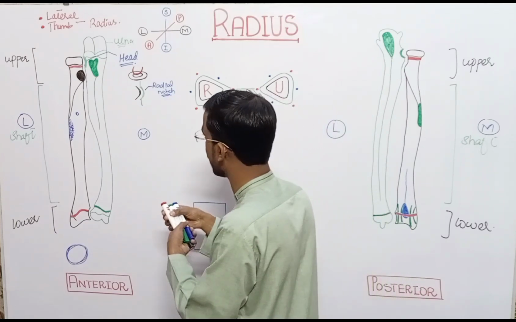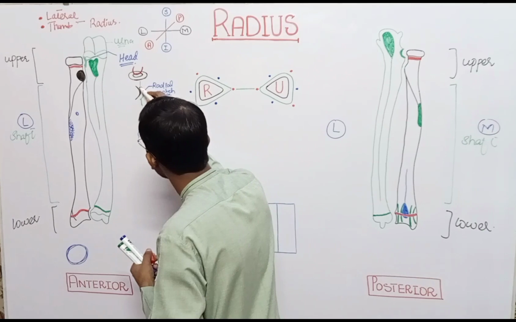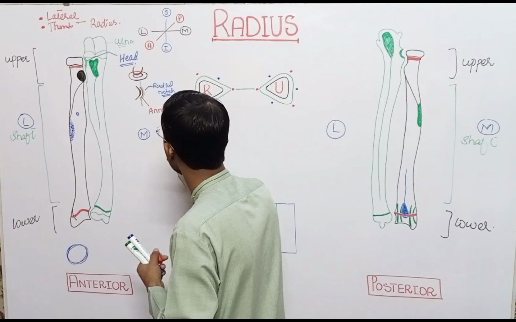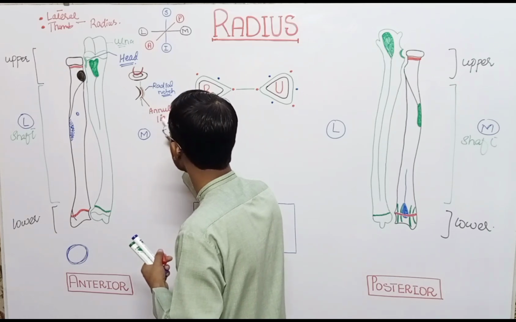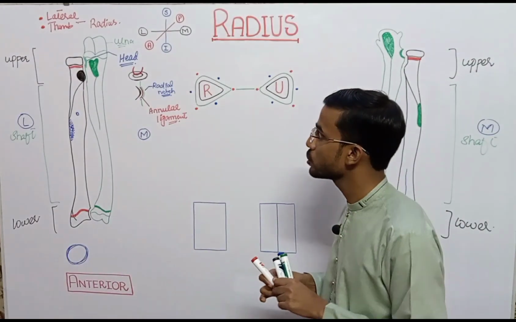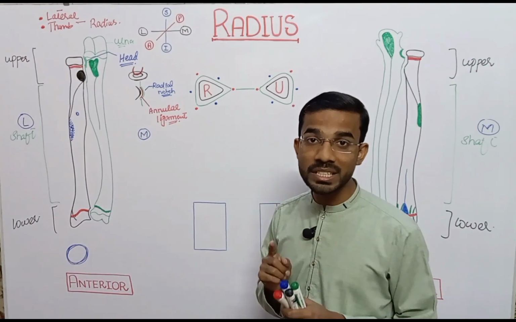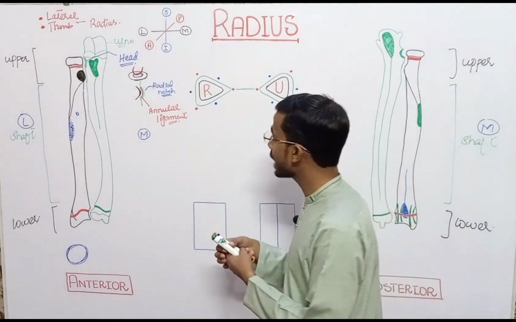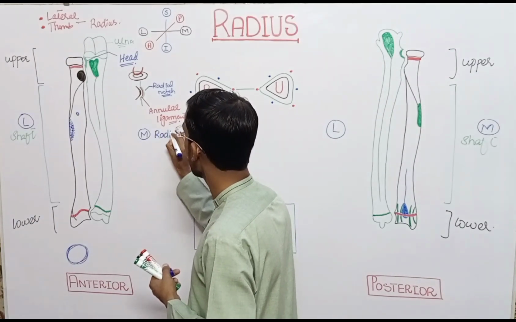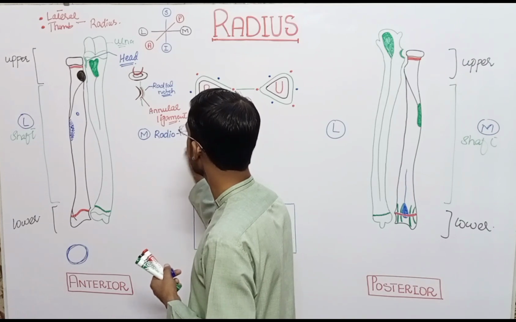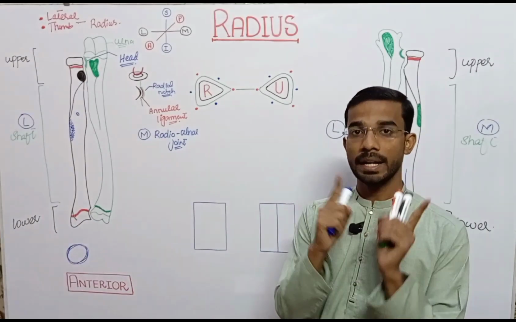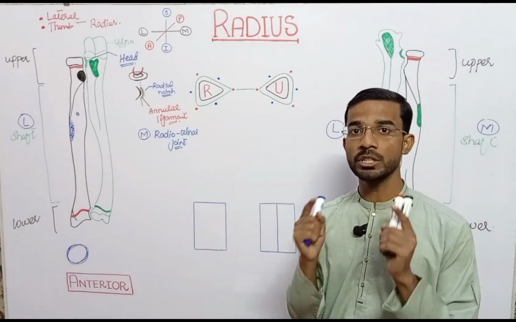In this notch you will see a ligament. So actually there is a ligament present in this notch. This ligament is actually called the annular ligament. So it forms a joint which is called the radio-ulnar joint. In that situation, radius and the ulna also form a joint together.